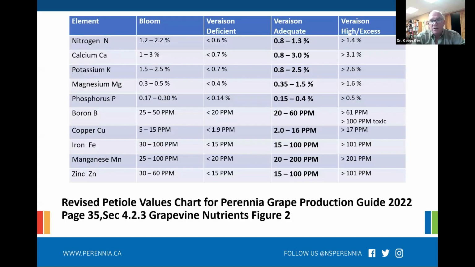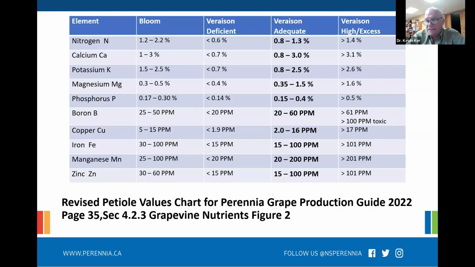These are some numbers. I went into the 2022 Perennia Grape Production Guide, and I looked at their grapevine nutrients, and I've come up with a revised chart for it. The chart in the book itself was based on West Australia. I think it's more important to take a look and try to modify these. So what I've done is try to blend the numbers from the Northeast United States, some materials from Nova Scotia as well as Ontario, and my experience in dealing with other people within the US and the researchers.